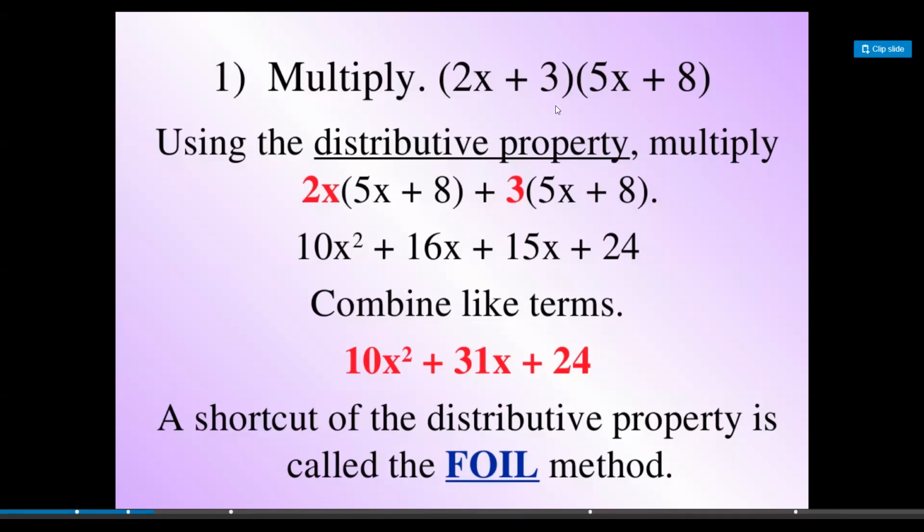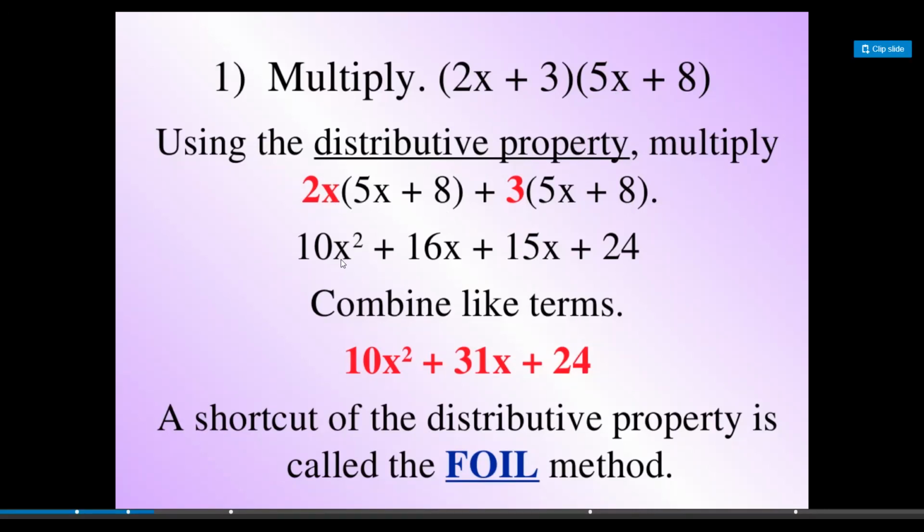Look at this example, 2x plus 3 and 5x plus 8. This is a binomial, and this is also a binomial, because the two terms are separated by the plus sign. So 2x will multiply 5x plus 8, and this 3 will multiply 5x plus 8. This is the rule of doing it at first. So 2x and 3 are known as what? First terms. So 2 into 5 is 10x squared, 2 into 8 is 16x, then 3 into 5 is 15, and 3 into 8 is 24. So combine the like terms.